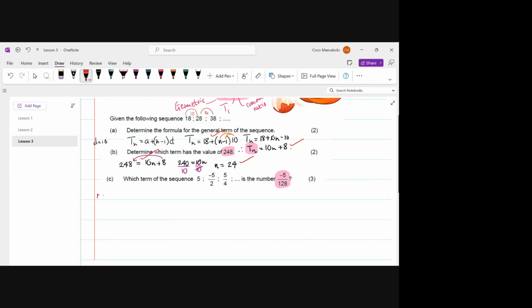So I know my ratio is going to be T2 over T1. So I'm going to take -5 over 2 divided by 5. And that's going to give me -1 over 2. And then I can take 5 over 4 divided by -5 over 2, and that will also give me -1 over 2. So I know from doing this calculation that I have a common ratio. I have an r of -1 over 2.